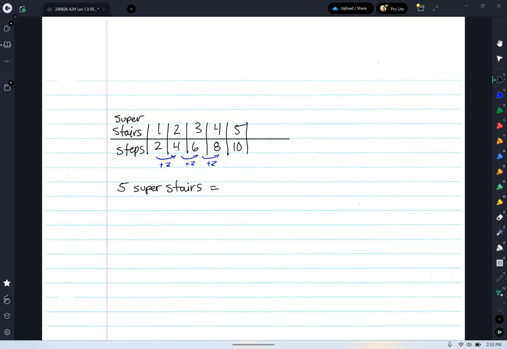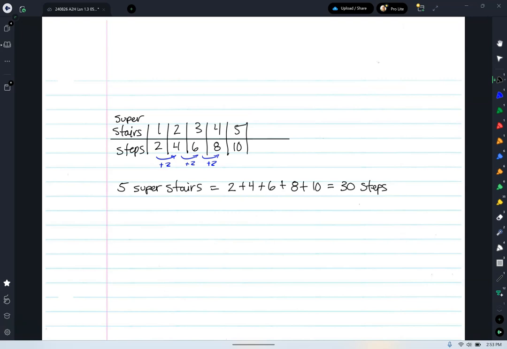So we could start with 2, and then add to that 4, and then add to that 6, and then 8, and then 10, and then add all those up. Okay, well, you do that. What do you get? 30? Yeah, 30. So he takes 30 steps if he does a 5 super stair set.